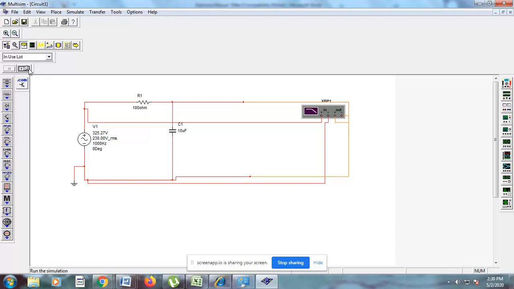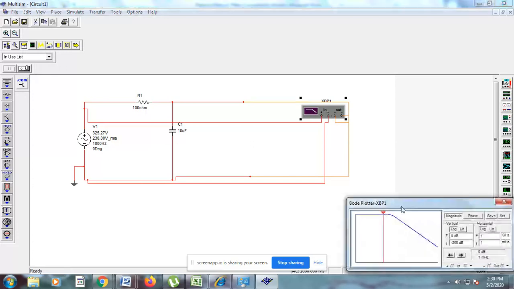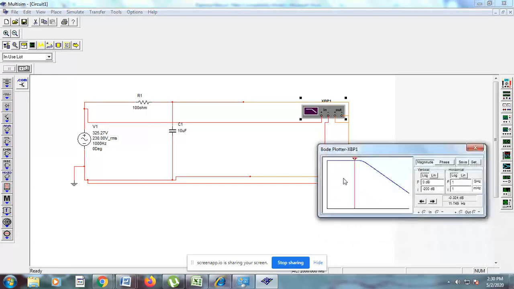Now we run the circuit and see the output. Okay, now this is the output of the low pass filter. This section is called the cutoff frequency. The filter passes this section, and in this section the filter blocks the output. Okay, this is the Bode plotter and the output frequency response of a low pass filter.